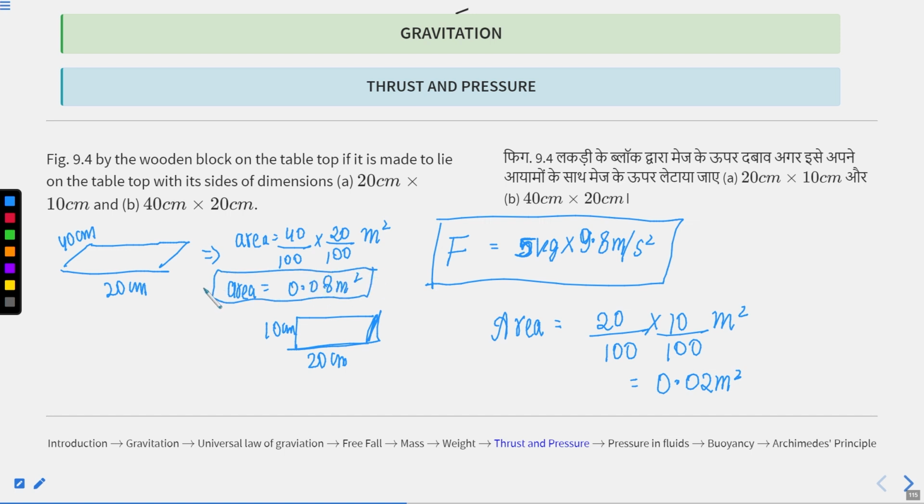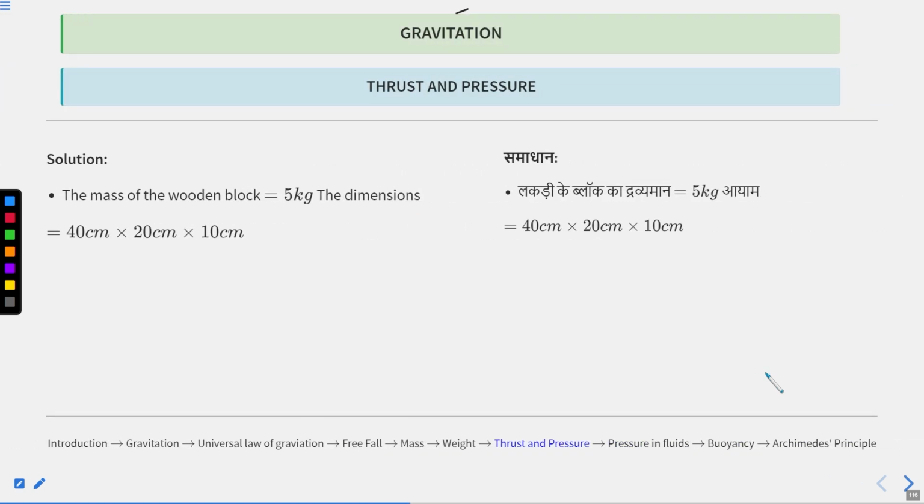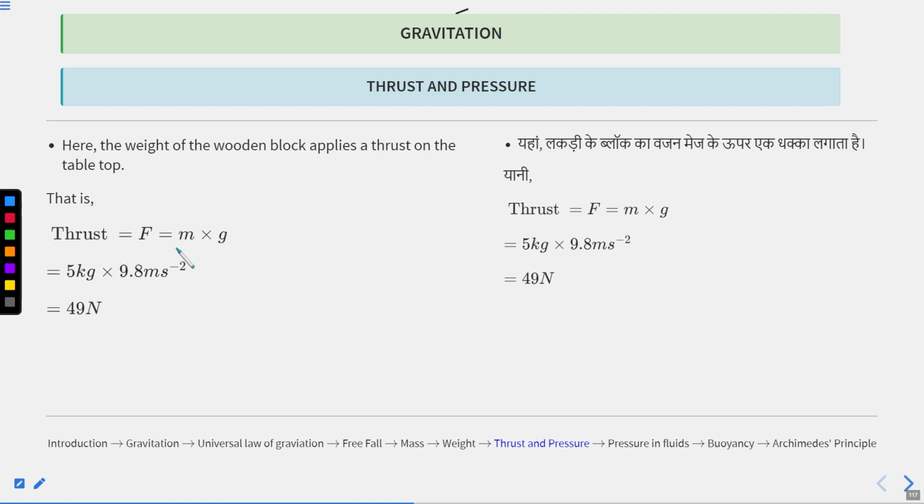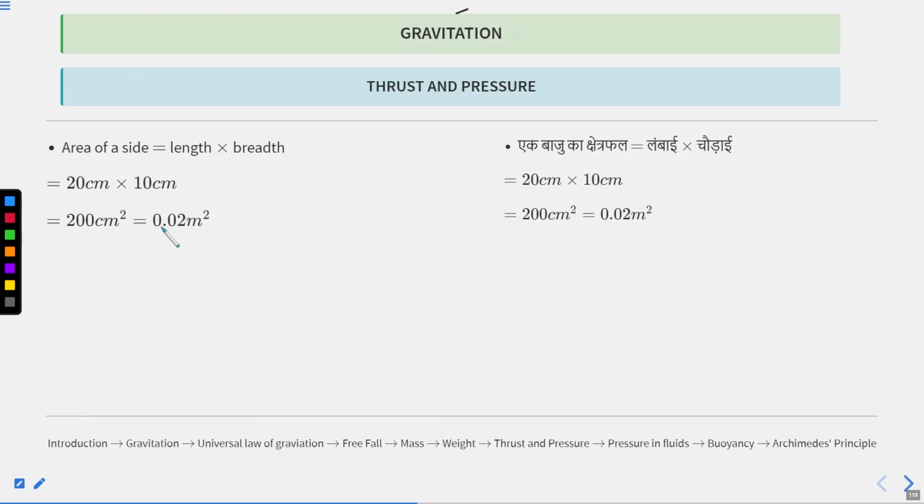So the surface area touching in the horizontal case is 0.08 and the surface area touching the tabletop in the vertical case is 0.02 meter square. We have thrust, we have area, so we can easily calculate the pressure using force per unit area, or thrust per unit area. Mass is 5 kg, dimensions are given. The thrust is force, mg; the value of m is 5 kg, g is 9.8, so force is 49 newtons. The area in the first case, as we calculated before, is 0.02 meter square. Is it clear, class? Area is length into breadth. Length was 20 centimeter, breadth was 10 centimeter. We converted centimeter into meter, so the final answer is 0.02 meter square.